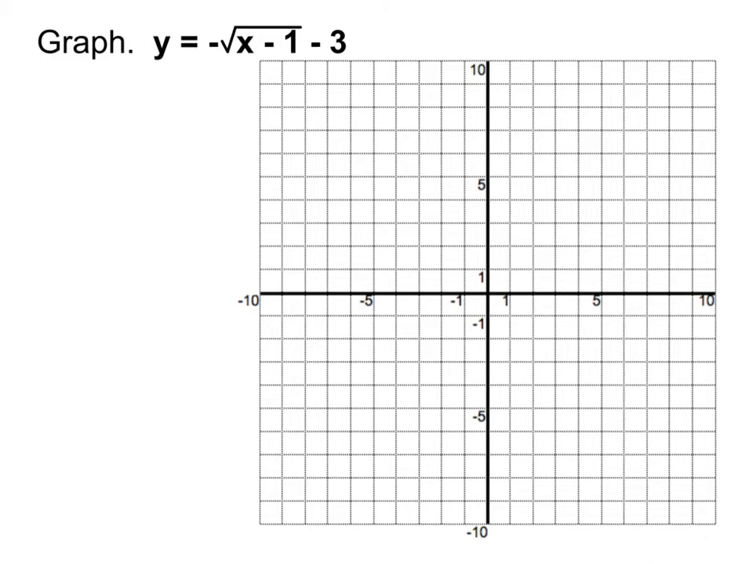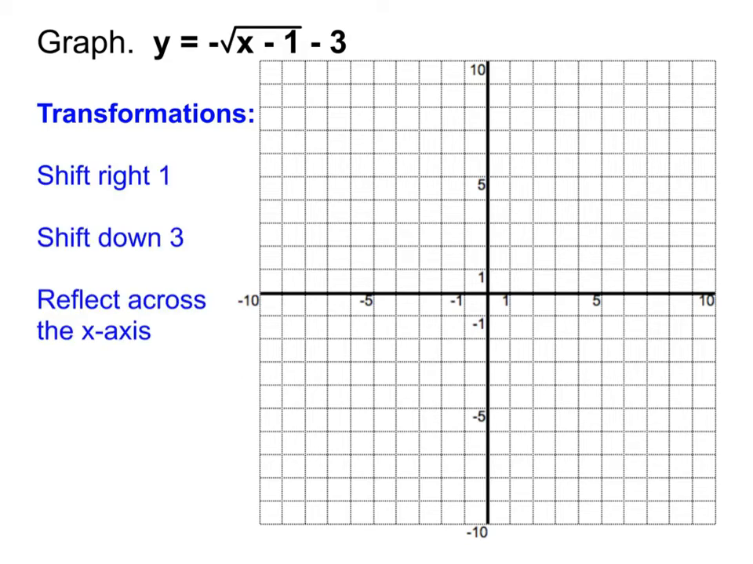Next problem. This time a square root. Okay, so for this one, we need to graph our square root. The first thing I want to do, though, is think about the transformations. So let's go ahead and list out the transformations first. Before I do them, go ahead and see, can you write out what each of the transformations are for this one? Hopefully you are coming up with right 1, down 3, and reflected across the x-axis.